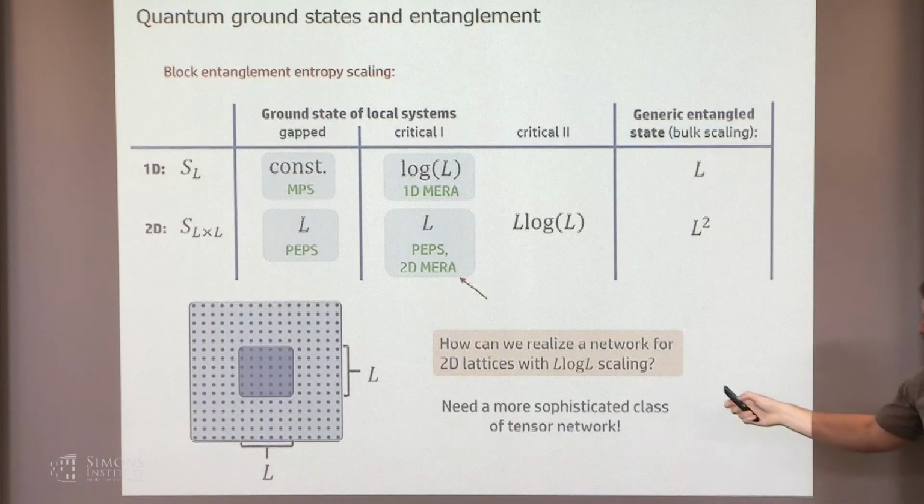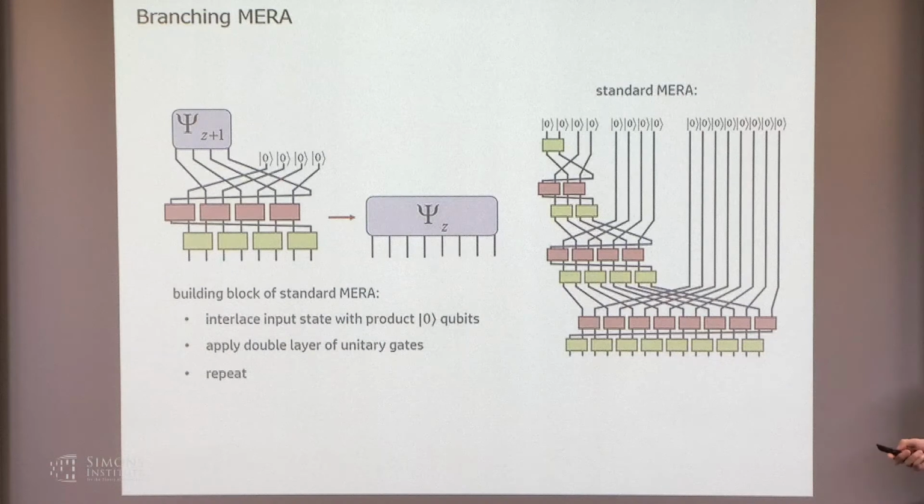Turns out there is, and we need a slightly more sophisticated class of tensor network. Okay, so a standard MERA is built from this type of building block. We have a quantum state. We interlace the quantum state with some zero qubits, alternating, and perform a shallow, say, two-level quantum circuit. We get a new state and we repeat this procedure, and the MERA is precisely the class of quantum states that can be built by iterating this procedure.